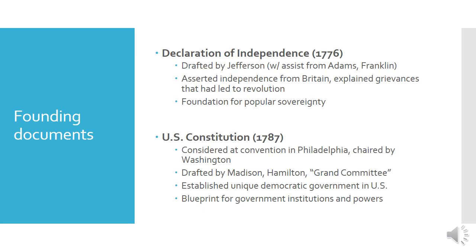Then the Constitution, 1787, was written at the Constitutional Convention in Philadelphia, which was chaired by George Washington, our future president, drafted primarily by James Madison, who is known as the father of the Constitution, but also with assistance from Alexander Hamilton and a larger group of framers known as the Grand Committee. It establishes really what was a very unique form of government in the world at that time, still is somewhat today. And basically, at its core, it's a blueprint for our government, for the institutions and the powers of our government.